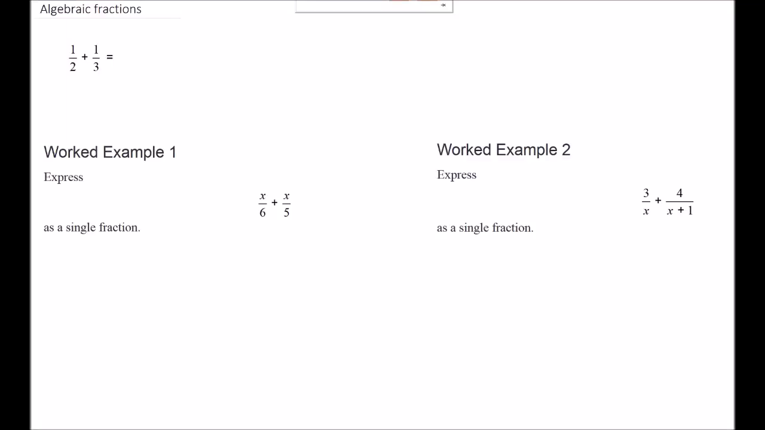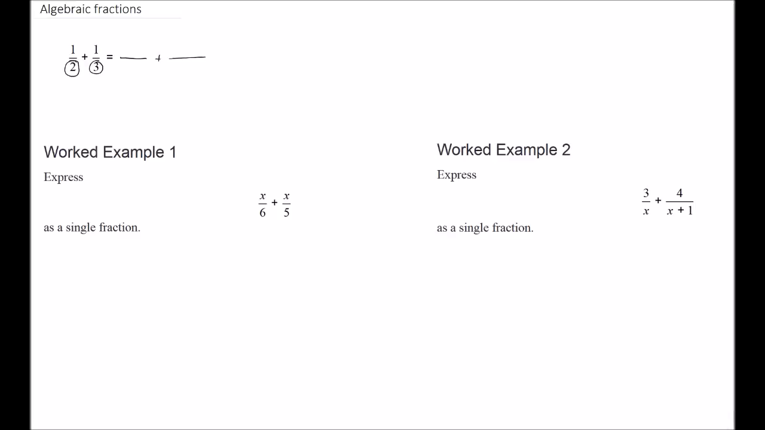In this video, we're going to have a look at algebraic fractions. By now, you're all experts at adding regular fractions. For example, 1 over 2 plus 1 over 3. We all know that for adding fractions, we need the same denominator. So what is going to be the common denominator between 2 and 3? You know that it's going to be their lowest common multiple.